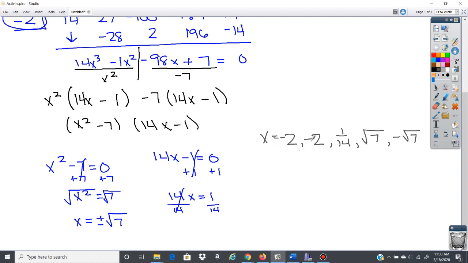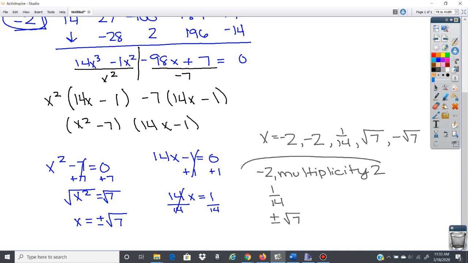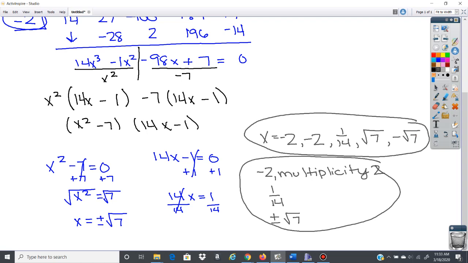Now you could also say that the negative 2 has a multiplicity of 2 because it occurs twice. And then you could say 1/14, and then plus or minus radical 7, and that should also be acceptable. Either one of these works, as long as you have all 5 zeros and you indicate that the negative 2 occurs twice.